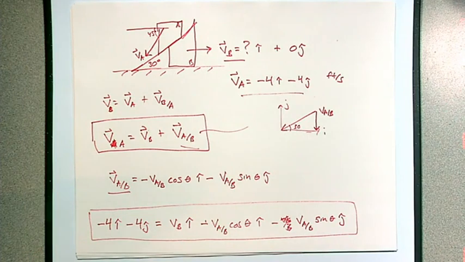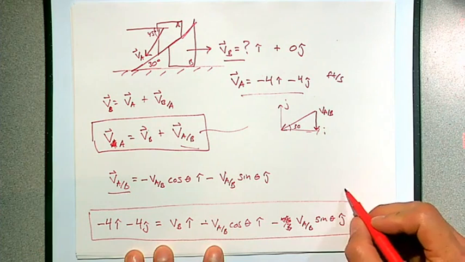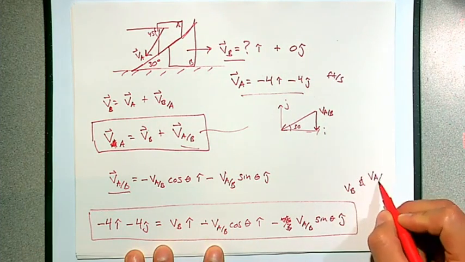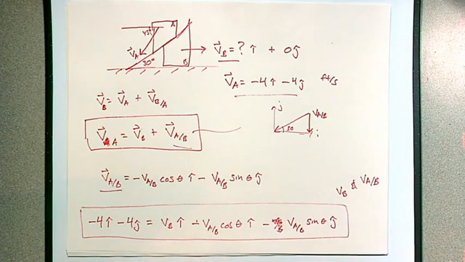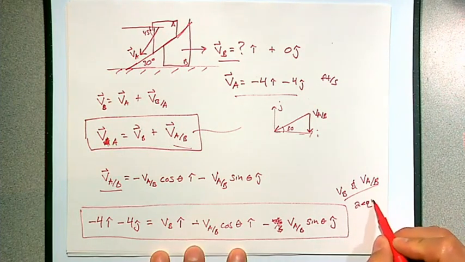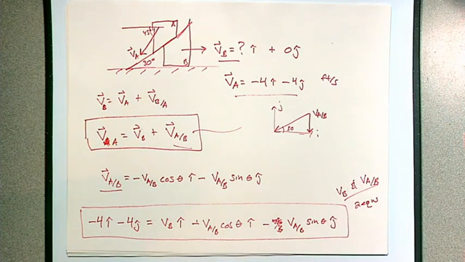We're close. I look at this equation. I don't know V of B, and I don't know V of A relative to B. Two unknowns. Oh, so close. But it is a vector. It's got x and it's got y components. So, hey, this is actually two equations. Two equations, two unknowns. I just have to split that apart.